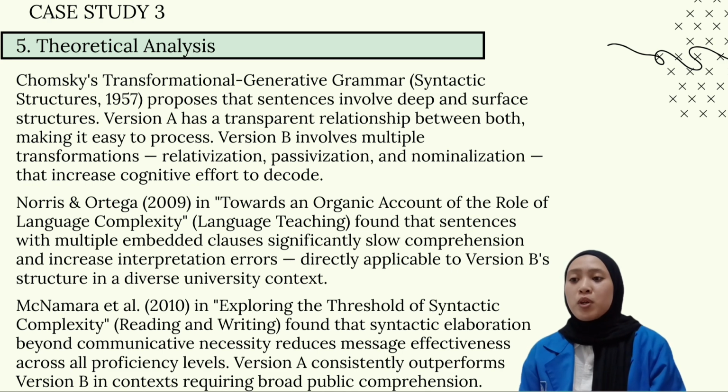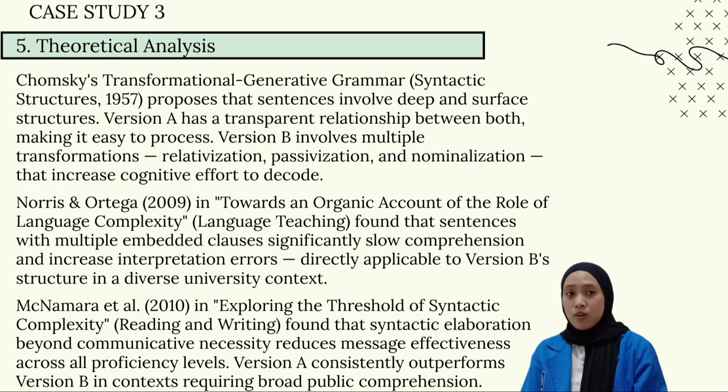Chomsky's transformational generative grammar proposes that sentences involve deep and surface structures. Version A has a transparent relationship between both, making it easy to process. Version B involves multiple transformations, relativization, passivization, and nominalization, that increase cognitive effort to decode.